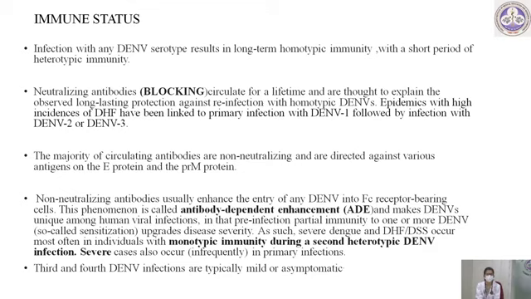Epidemics with high incidence of dengue hemorrhagic fever have been linked to the primary infection with dengue 1 followed by dengue virus 2 or dengue virus 3.